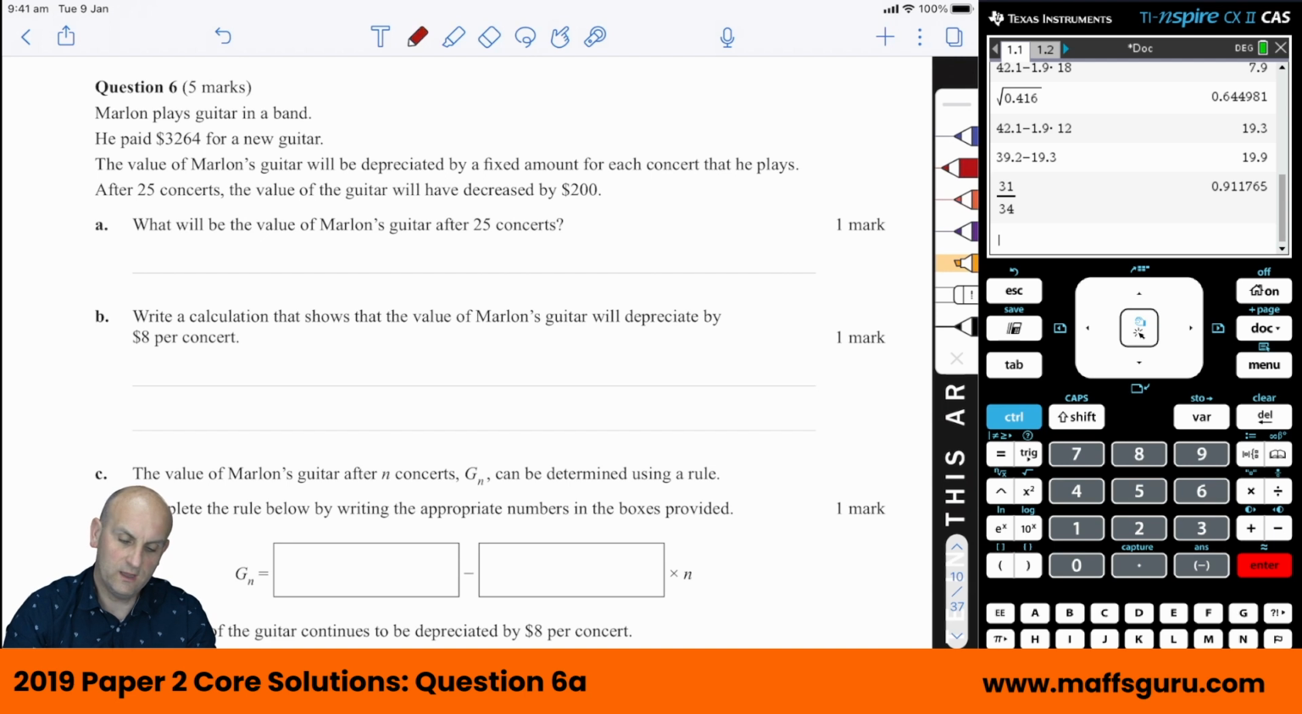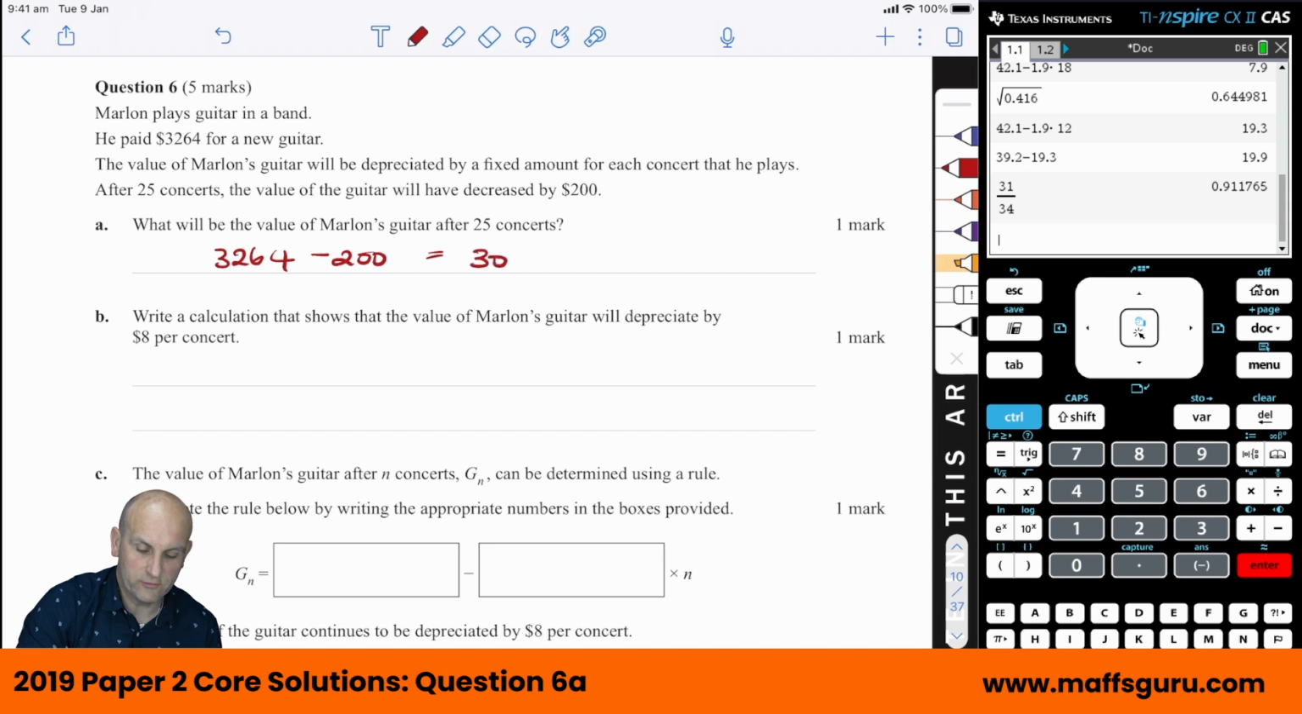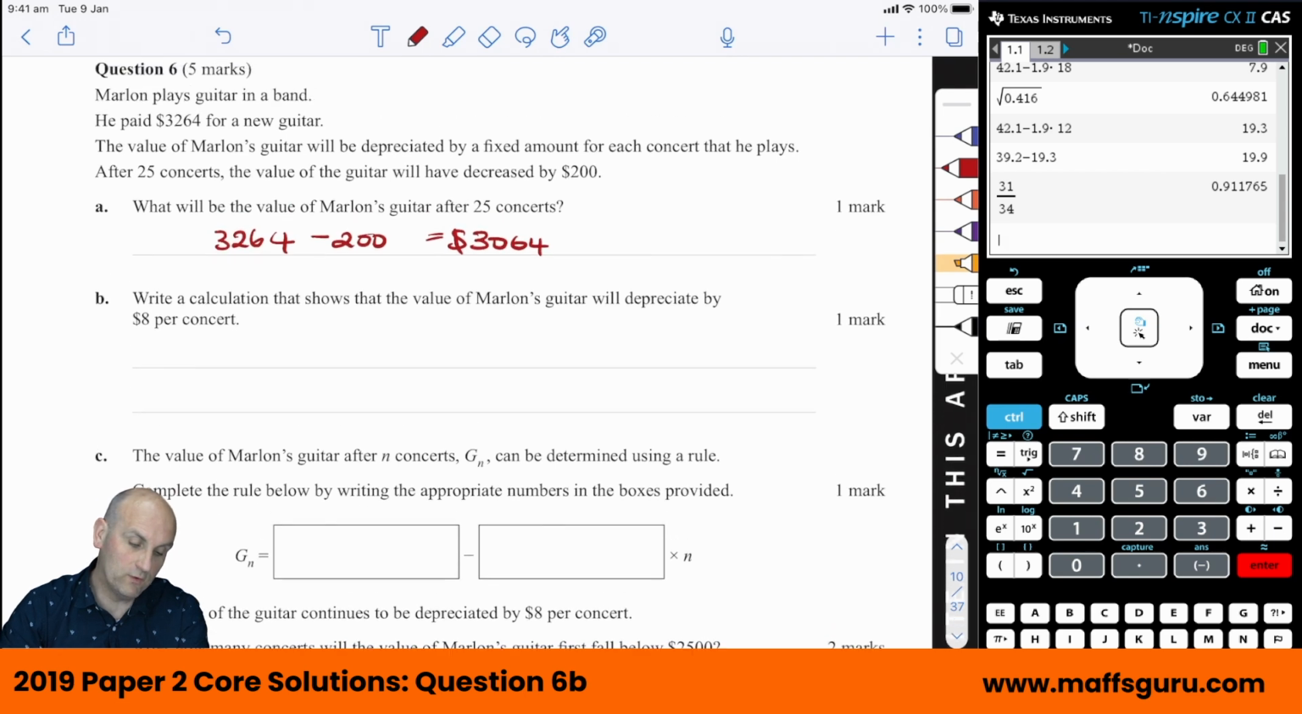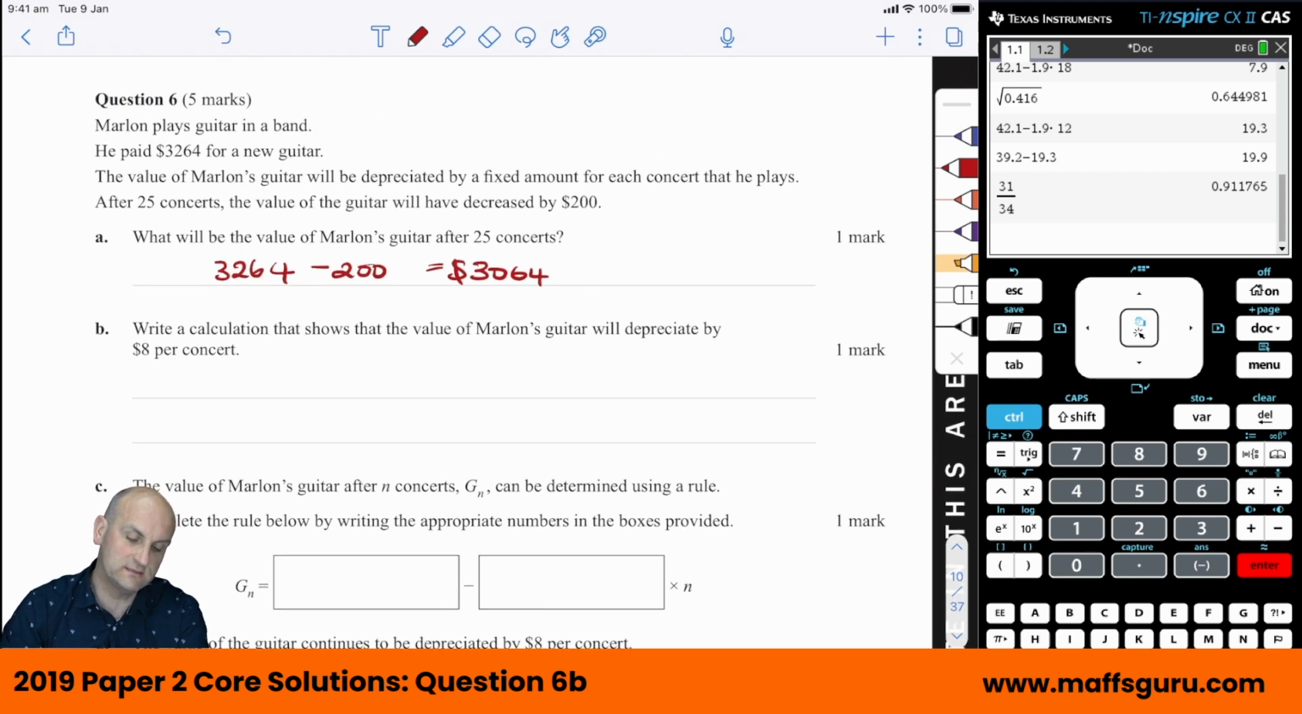Okay, so again, nice and easy question. What will be the value of Marlon's guitar after 25 concerts? We would do 3,264. It's gone down by $200 to give you $3,064. And don't forget your dollar sign. All right, write a calculation that shows that the value of Marlon's guitar will depreciate by $8 per concert. Well, again, we are doing $200 divided by 25, which gives me $8, right? So 200 divided by 25 gives me the 8.